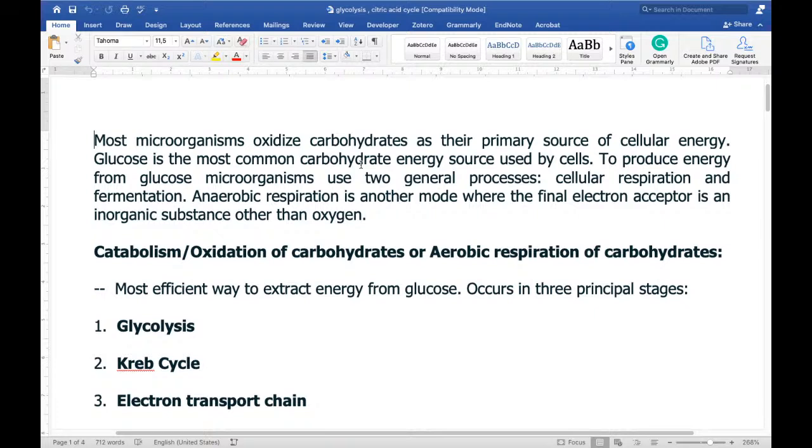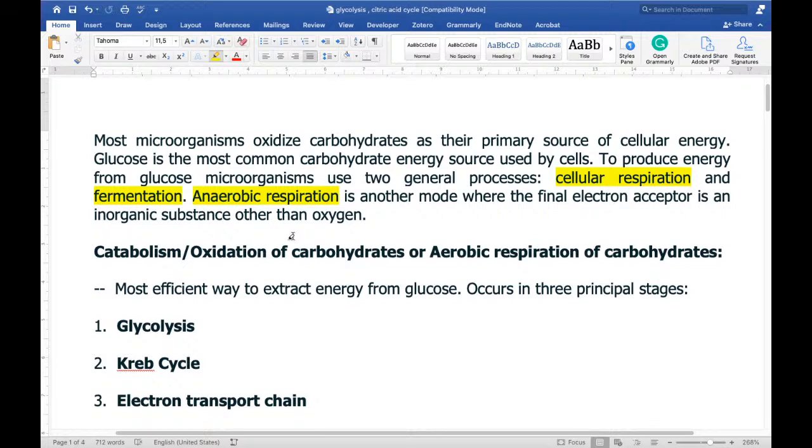So most organisms oxidize carbohydrates as their primary source of cellular energy. Glucose is the most common carbohydrate. We have discussed that glucose is an instant source of energy in microorganisms. Basically they use two methods, cellular respiration and fermentation. And there's another third method called anaerobic respiration, in which the final electron acceptor is an inorganic substance other than oxygen.